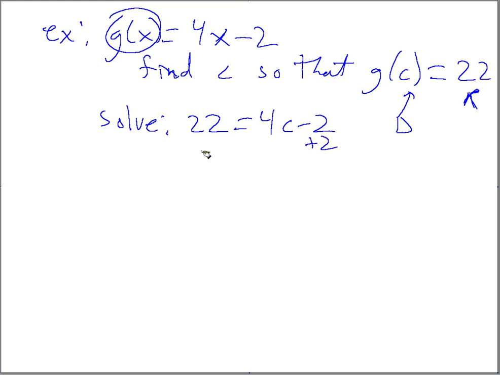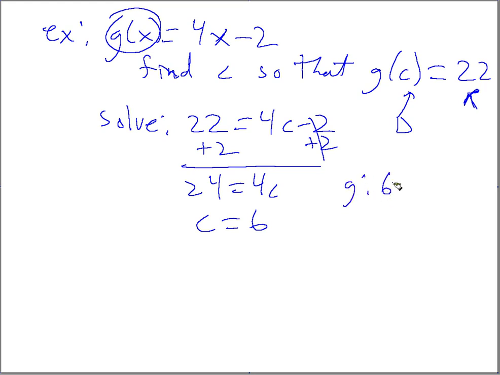Well, that's pretty easy to solve. Add 2 to both sides. As you know, 24 is equal to 4c. So c is equal to what? 6 if you divide both sides by 4. So in other words, the domain value that will map to 22 in the range is going to be 6. So my function g will map 6 in the domain to 22 in the range. So if you're given the range, just set the function equal to the range value and solve for the domain value. Not too hard, as you can see.